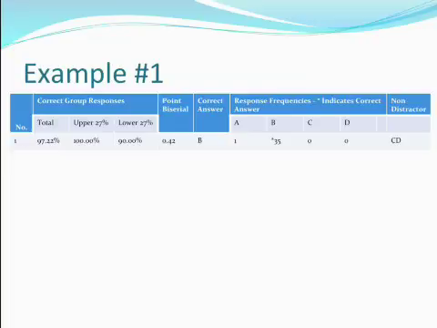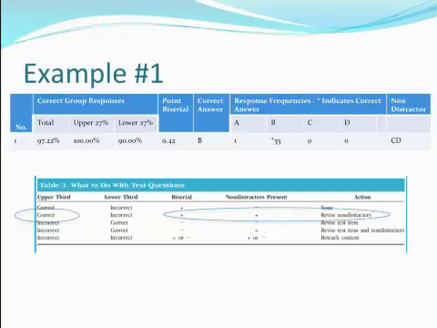So we can see that the majority of those people we expected to do well on this exam did well, because 35 out of 36 picked B, the correct answer. That's why our point biserial is relatively high at 0.42. So how would we interpret this information?